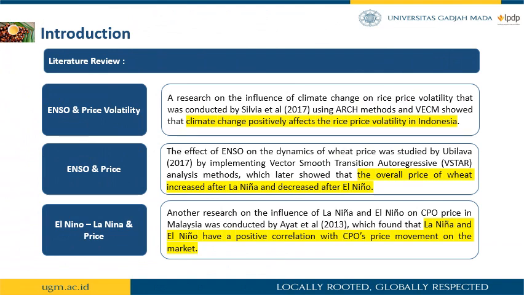These are some literature review about ENSO and price. One research on the influence of climate change on rice price volatility using ARCH method and VECM showed that climate change positively affects the rice price volatility in Indonesia. And then the effect of ENSO on the dynamics of wheat price using VAR showed that the overall price of wheat increased after La Nina and decreased after El Nino. Another research on the influence of La Nina and El Nino on CPO price in Malaysia found that La Nina and El Nino have a positive correlation with CPO price movement on the market.